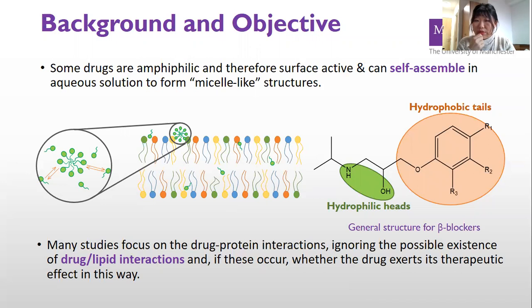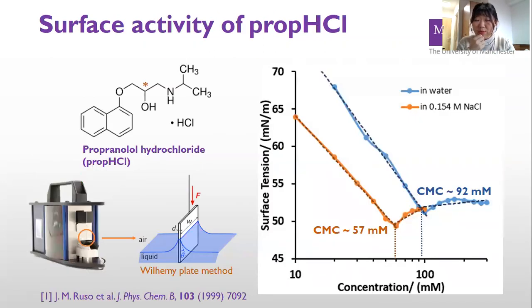And the drug we studied here is beta blockers, which can block the activity of beta adrenaline receptors. As the structure shown here, most beta blockers have hydrophobic tails and hydrophilic heads, and some of them are reported to self-assemble in solutions. So we start our study from the most famous beta blocker, propranolol hydrochloride. The structure is shown here. It is reported to have a critical micelle concentration of around 100 millimolar, using the light scattering method.